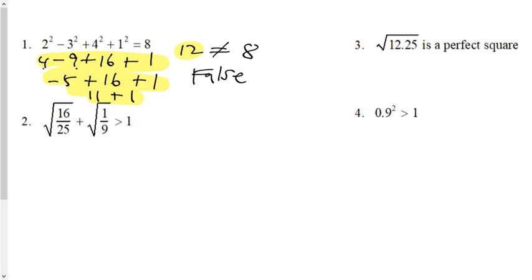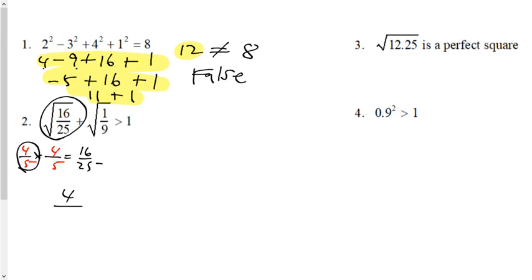The second question says the square root of 16/25 plus the square root of 1/9 is greater than 1. So obviously we need to know what the square root of 16/25 is. When you were told to find the square root of fractions, it's real easy. You say what fraction multiplied by itself is 16/25, piece of cake. We know the numerator is 4, because 4 times 4 is 16, and 5 times 5 is 25. So the square root of 16/25 is equal to 4/5.